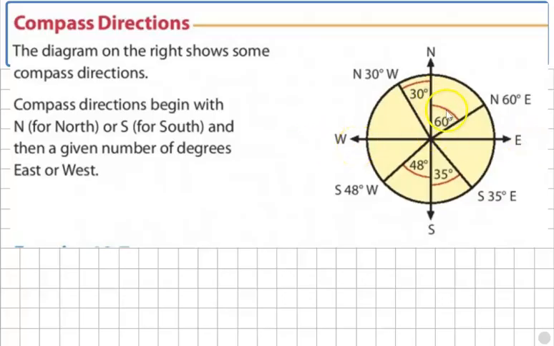So for example, this angle here would be known as N 60 degrees E, which stands for north 60 degrees east. This angle here would be known as N 30W, which stands for north 30 degrees west. This angle down here would be known as S 48 degrees W, which stands for south 48 degrees west. And this angle here would be known as S 35 degrees E, which stands for south 35 degrees east.